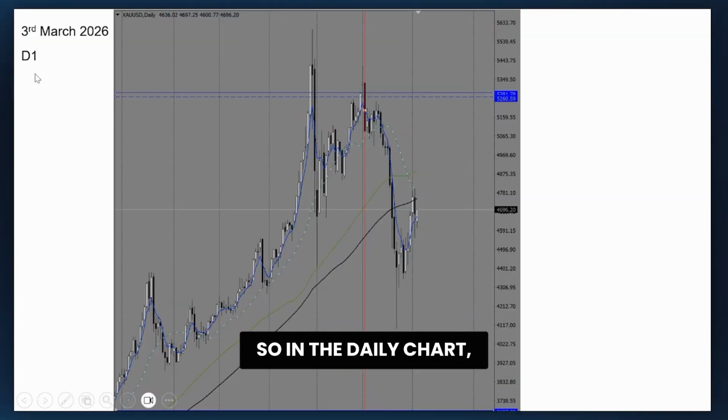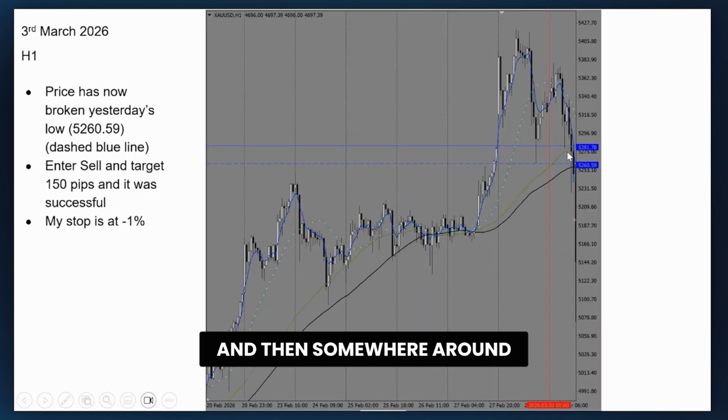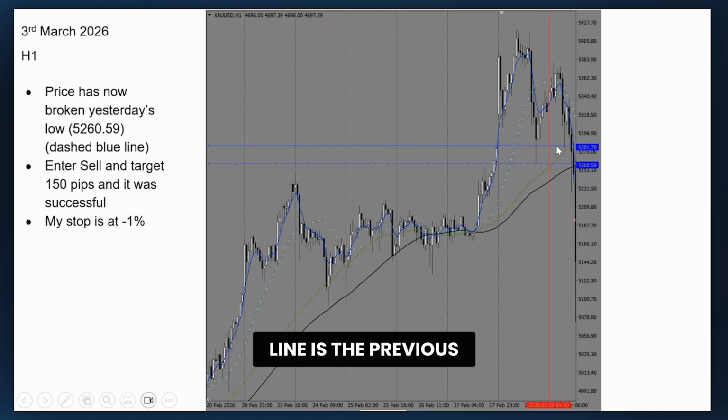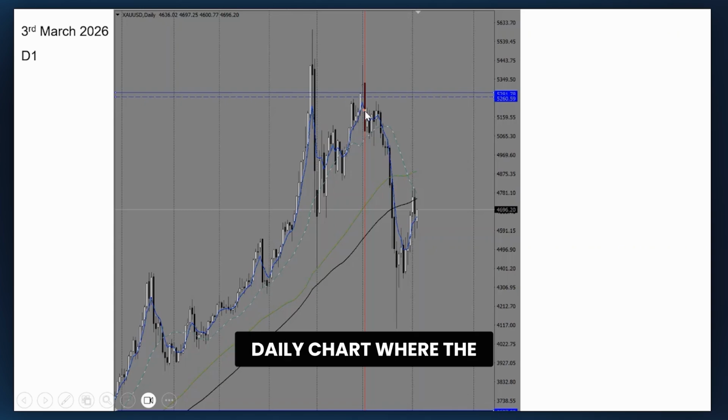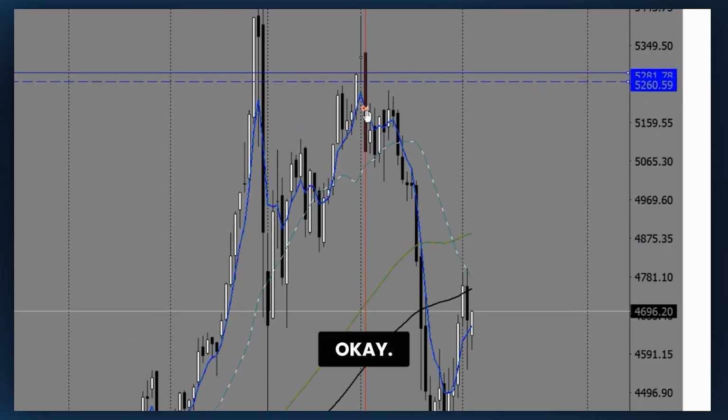So in the daily chart, I would first draw the previous month high. Then I come to H1. And then somewhere around this point, in reference to this blue solid line, because this blue solid line is the previous month high, the price started coming down. Can you point on this daily chart where the short would have been at? Oh, okay. Now I understand.